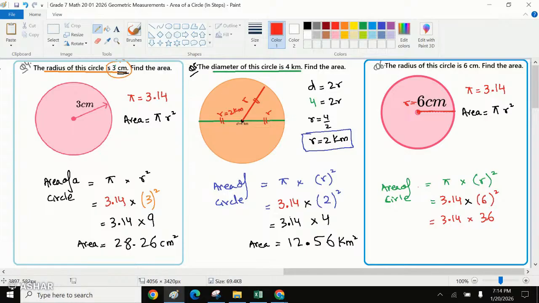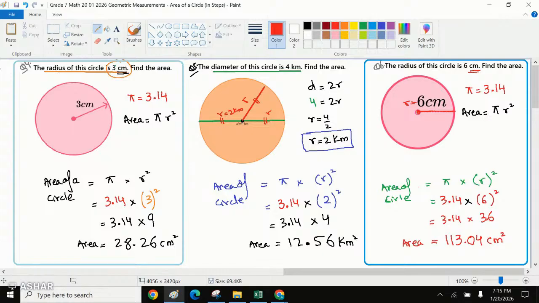And when we multiply 3.14, the value of pi, with 36, the answer comes out to be 113.04. The unit was centimeter squared, and this is the area of the given shape in this particular question. Question 6, the answer is 113.04 centimeter squared. Why? Because it is a two-dimensional shape. Whenever we are considering an area for a two-dimensional shape, we say squared. Area is always squared.